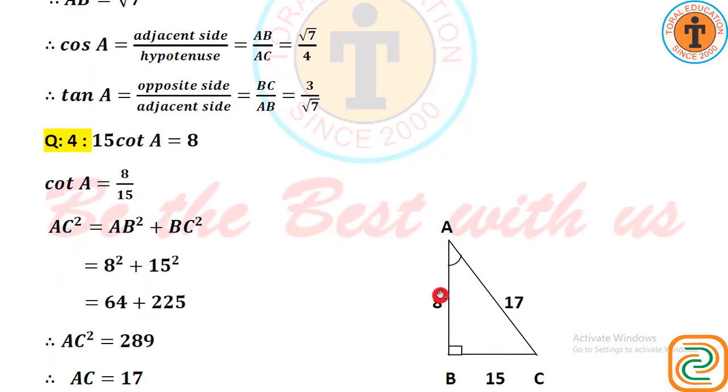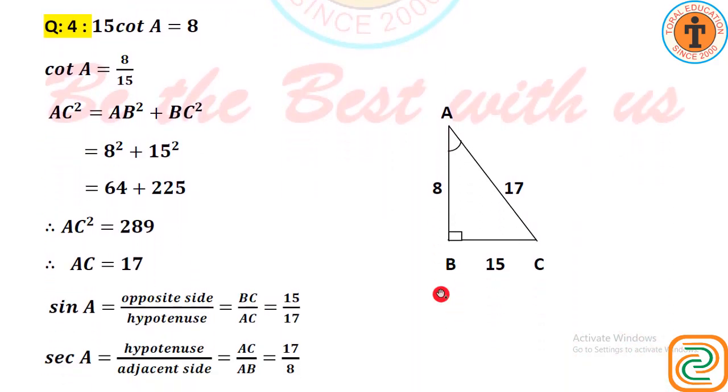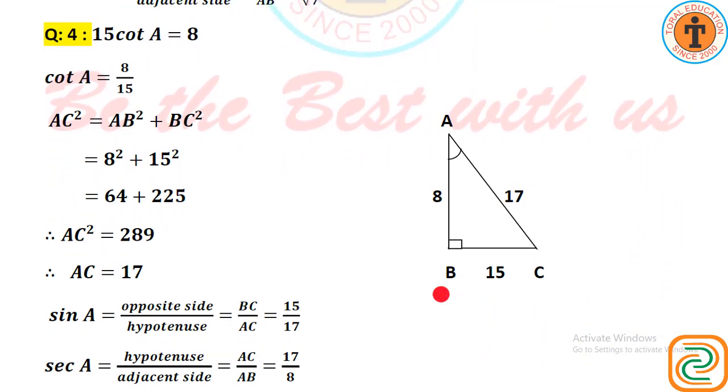Question number 4. Here we are taking question number 4. Given 15 cot A equals 8, find sin A and sec A. So 15 cot A equals 8. 15 will go to the right side and will be at the denominator. Cot means adjacent upon opposite side. So cot A is 8 upon 15.